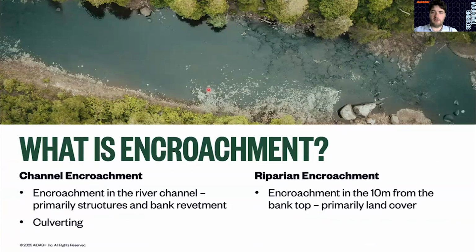And channel encroachment is in that area between the banks of the river. And primarily, the BNG metric describes it as concerning structures and bank revetment. So, reinforcement of banks, objects within the river, that kind of thing. But it also includes stuff on the side of the banks. And obviously, culverting is a form of channel encroachment. Riparian encroachment is primarily to do with land cover and land use and land management. And it's only in that 10-meter zone from the bank top. And so you can think of it as channel encroachment tends to be structures and riparian encroachment tends to be land cover issues.